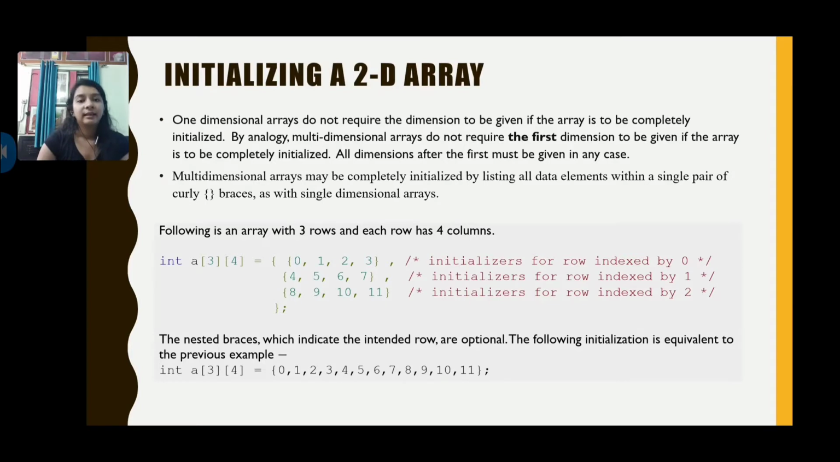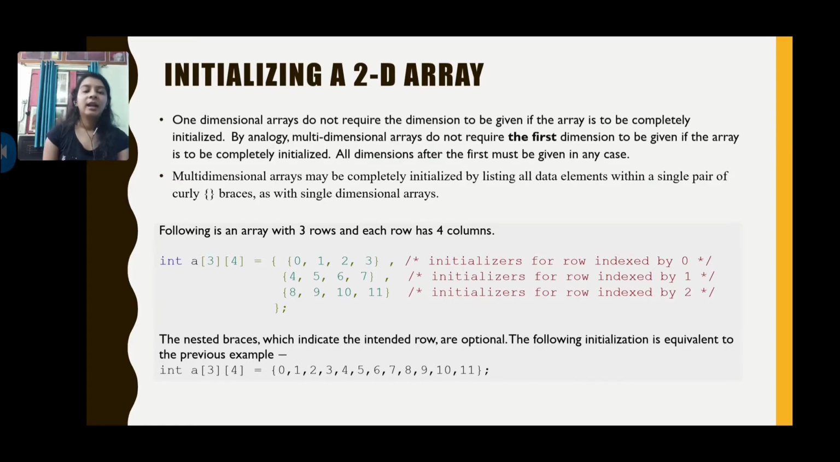Next, we look at initializing a 2D array. One-dimensional arrays do not require the dimension to be given if the array is to be completely initialized. By analogy, multidimensional arrays also do not require the first dimension to be given if the array is to be completely initialized. All dimensions after the first must be given in any case. Now if you correlate with the 1D array, if you are mentioning the values of each element during initialization, then you may not mention its size. The compiler automatically allocates that much memory for the array.